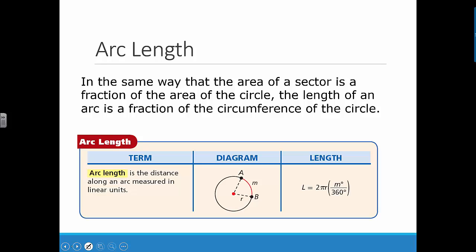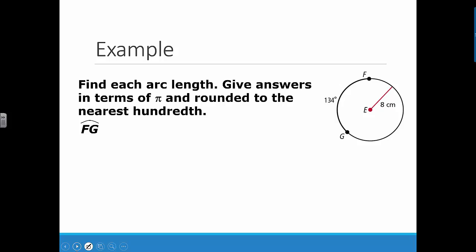Arc length is the distance around the circle. So if I wanted the entire distance around the circle, remember that's circumference, and circumference is 2 pi r. But since I don't want the whole thing, I want a fraction of it, we're going to multiply it by the fraction of degrees that we have, however many degrees out of the total 360. So you'll get some problems that look like this. Find the arc length, give answers in terms of pi, and rounded to the nearest hundredth.